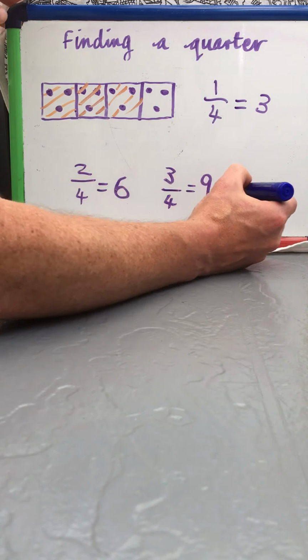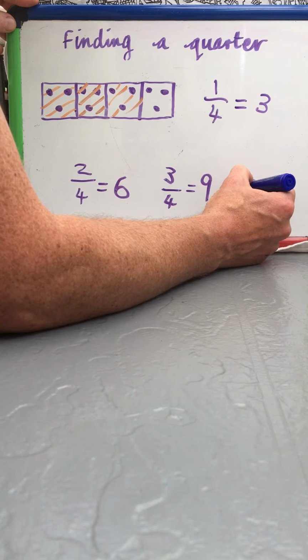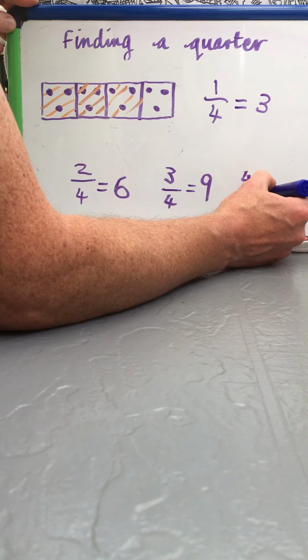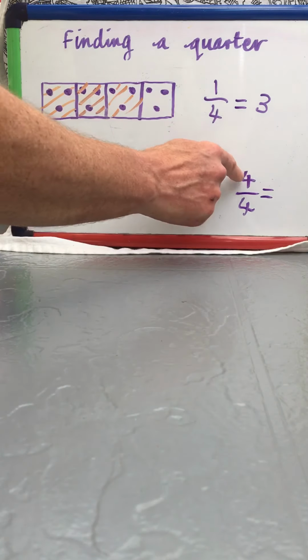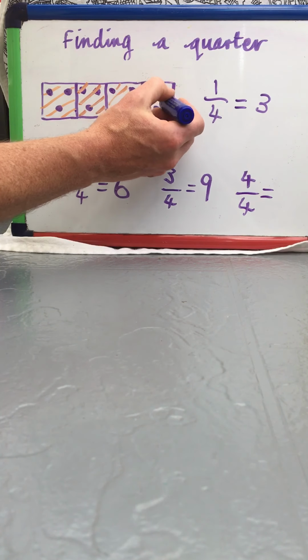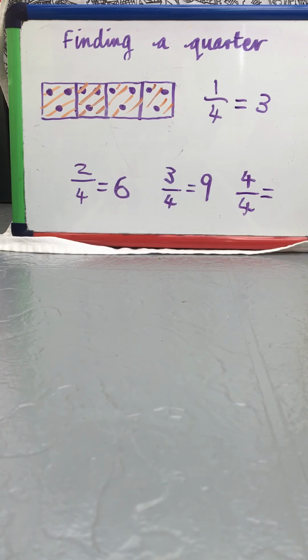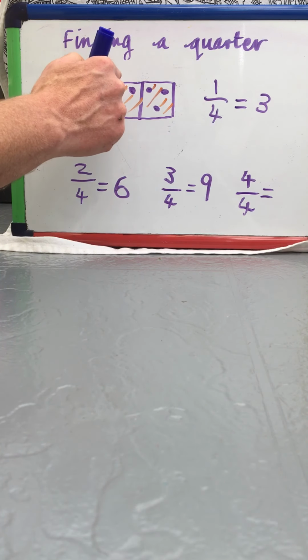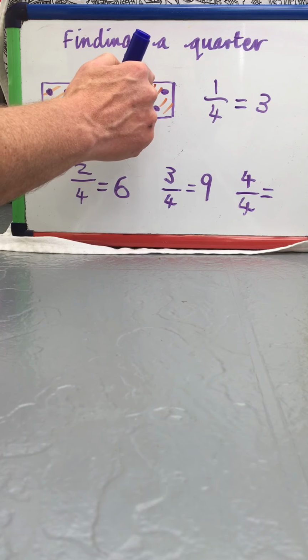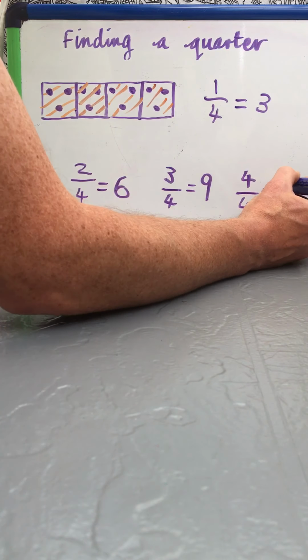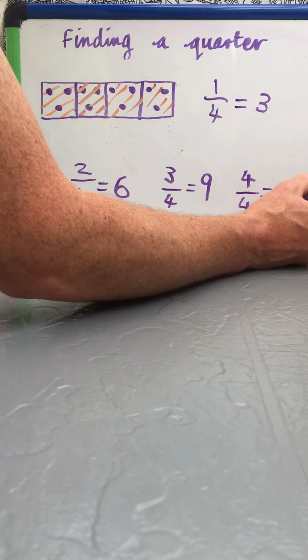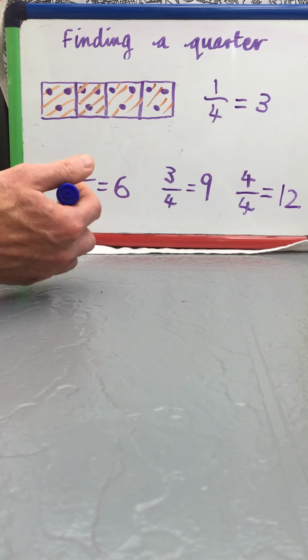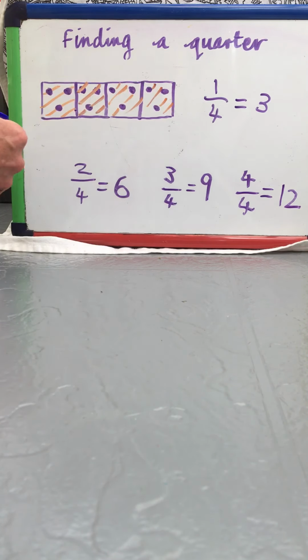And finally, what happens if we were to look at 4 quarters? So that means we have to shade in 4. So 4 quarters. 4 quarters of 12 is 3, 3 is 6, and another 3 is 9, and another 3 is 10, 11, 12. 4 quarters of 12 is 12, which makes sense because if you have 4 quarters, that's the whole bar. So 4 quarters of 12 is 12.